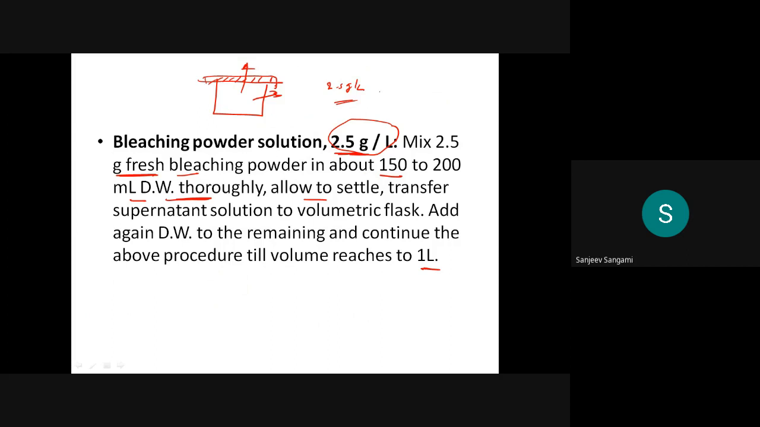So whatever 2.5 grams you weigh, mix it in 150 ml of distilled water thoroughly. Then take only the supernatant. It is lime, and you know the property of lime: it always has a tendency to settle. If you are using 200 ml each time, you have to repeat it 5 times so that it becomes 1000 ml, or 1 liter.